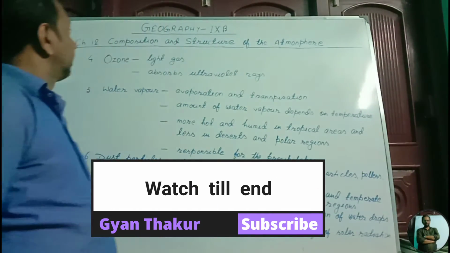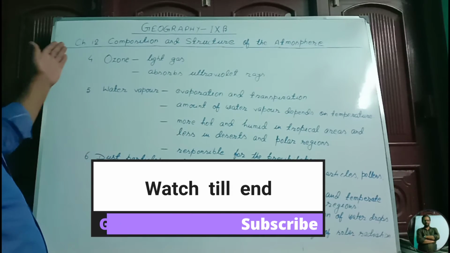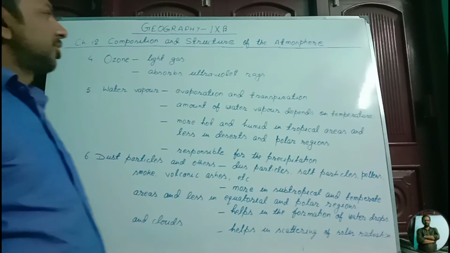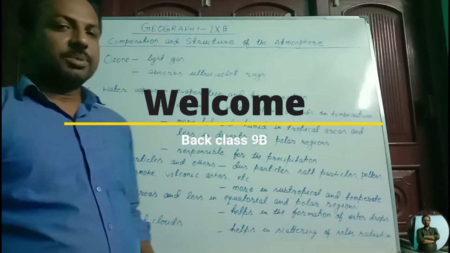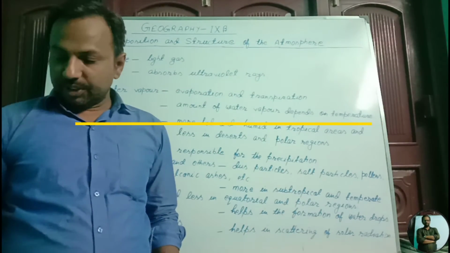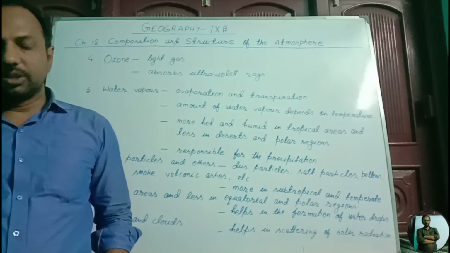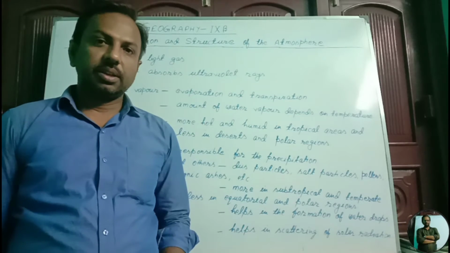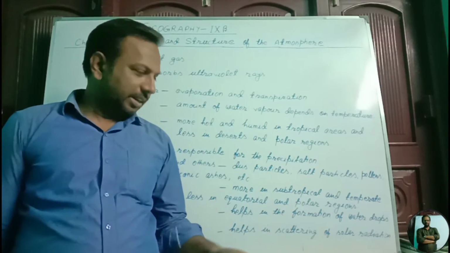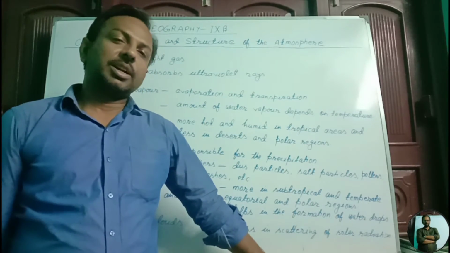Welcome to geography class. We are studying chapter 12, composition and structure of the atmosphere. In the last video class, we saw the important features of several gases: oxygen, nitrogen, and carbon dioxide. And at last, I had discussed this gas, carbon dioxide.